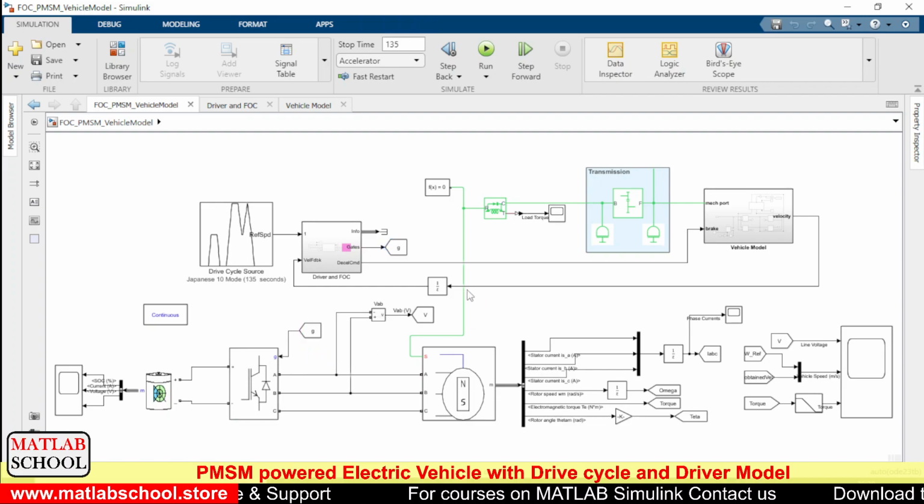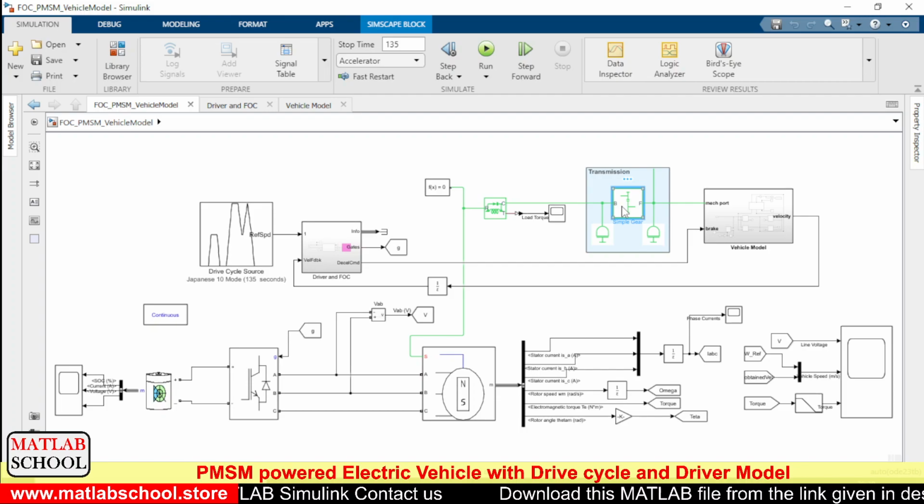Okay. Now coming to the load side. At the load side, we have connected the transmission system. This transmission system is connected to the vehicle model. Inside the transmission system, we have the gear arrangement. Okay, it is taking a while to open. So this is a gear arrangement.